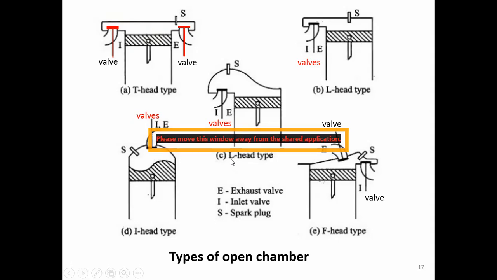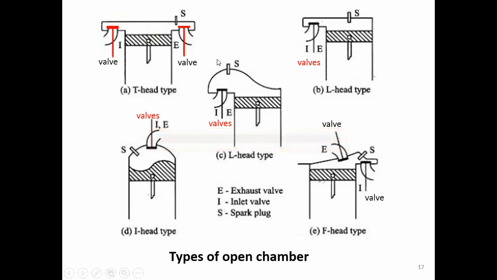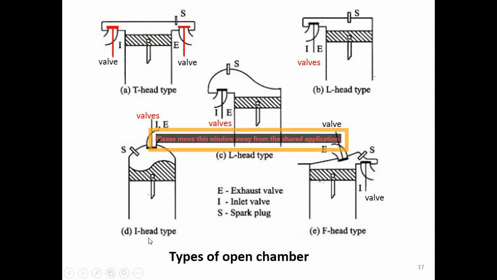We also have another L head type here, the same, right? The valve is on the side of the cylinder, but the spark plug is moved overhead of the valve, not overhead of the chamber. Okay. We have the I head type, where the valve is located above the chamber. Okay. We also have the F head type, right, where the intake valve is on the side and the exhaust valve is above the chamber.